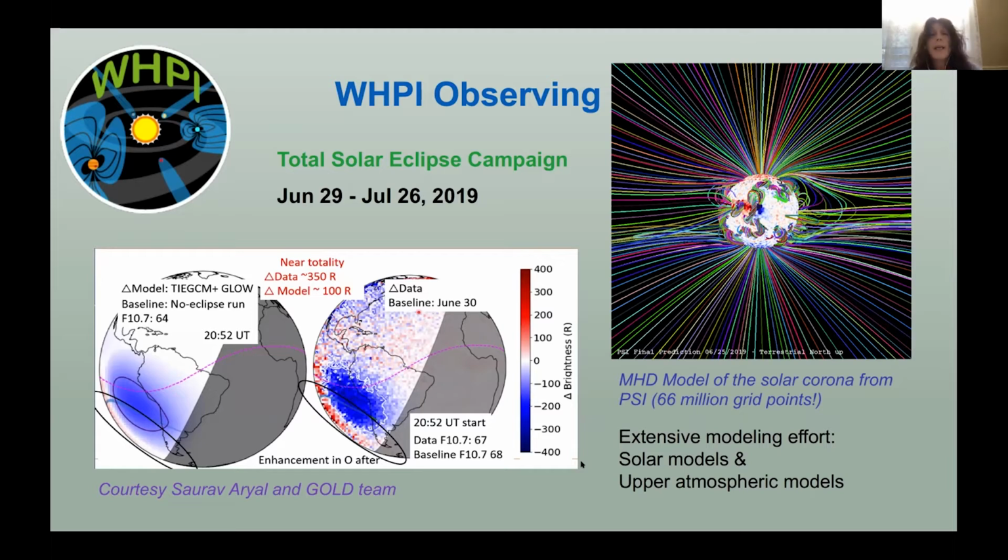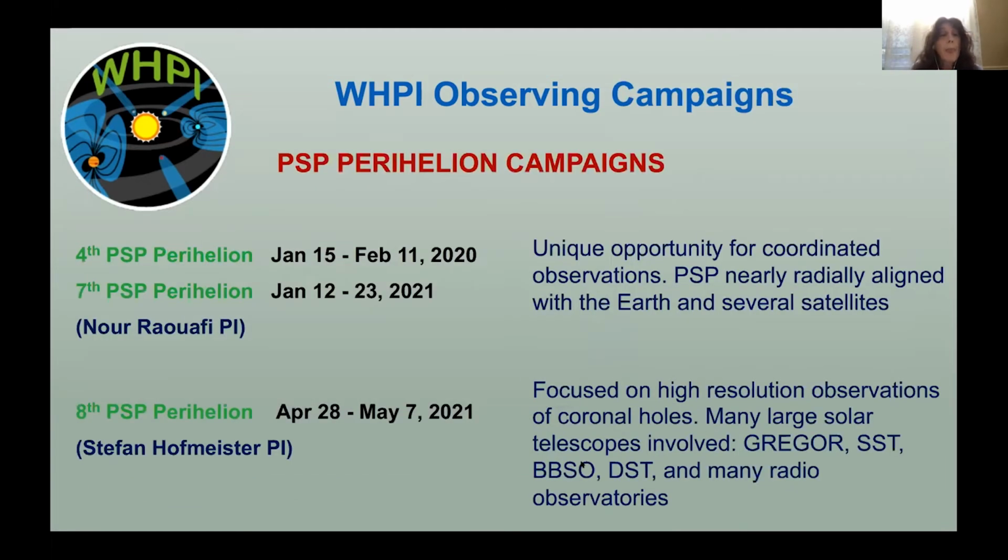And then if you go to the next slide, we had three Parker Solar Probe campaigns. The fourth and the seventh perihelion campaigns were during a time when Parker was nearly radially aligned with the Earth. And so this was a unique opportunity for coordinated observation. This was our largest campaign, and Noor will talk more about that.